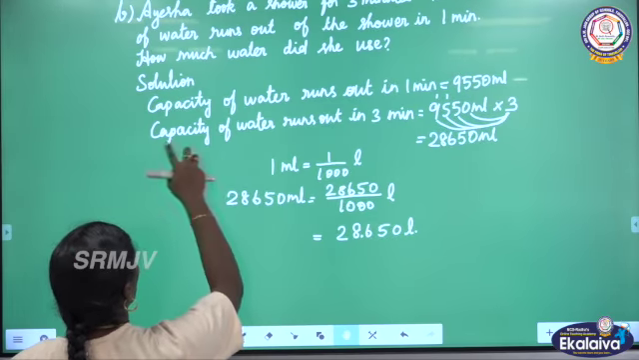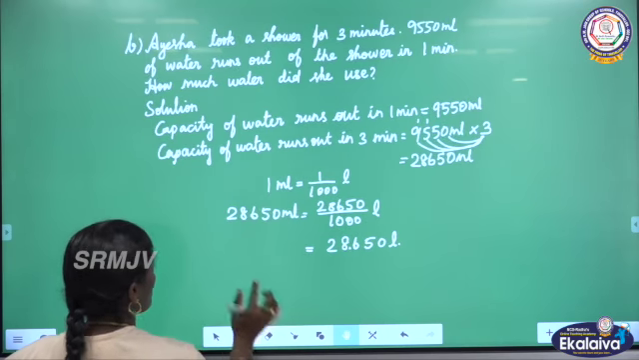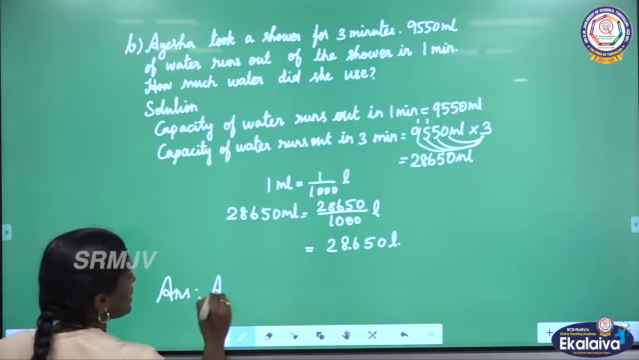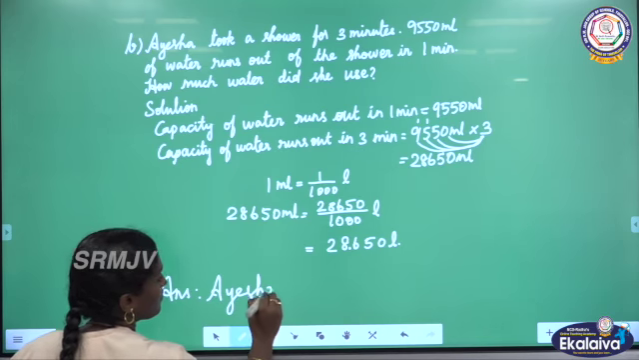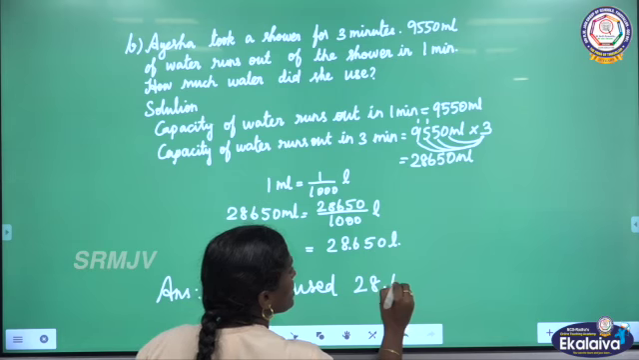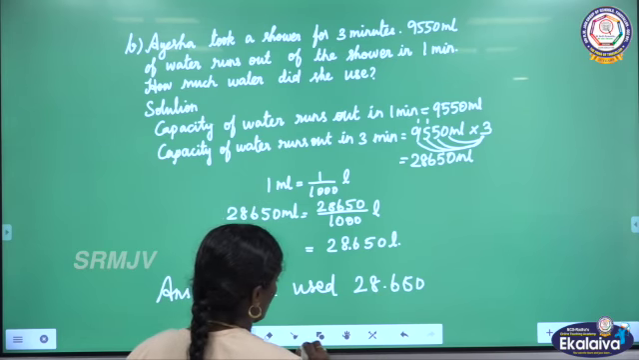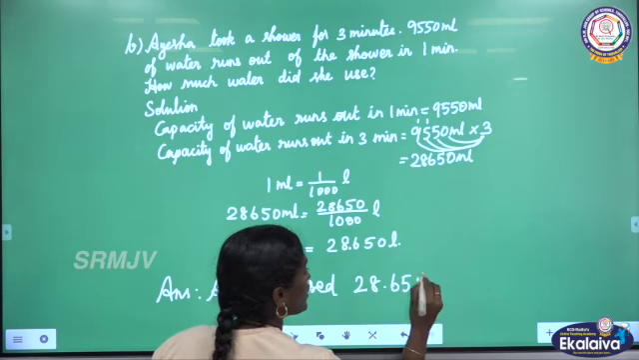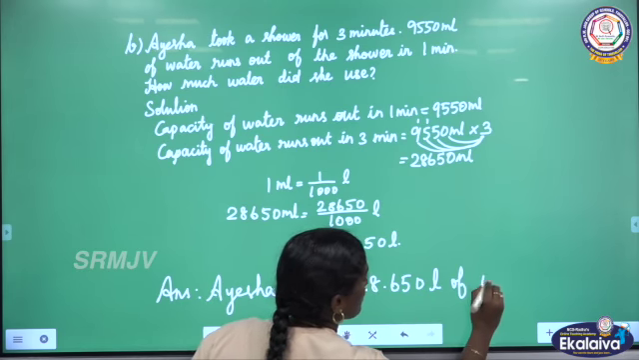See here. How much water did she use? She used. Answer statement. Aisha used 28.650 liter of water.